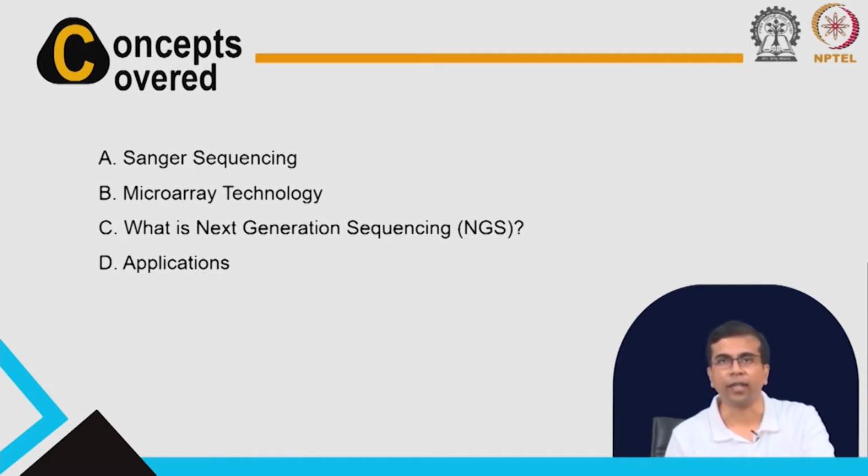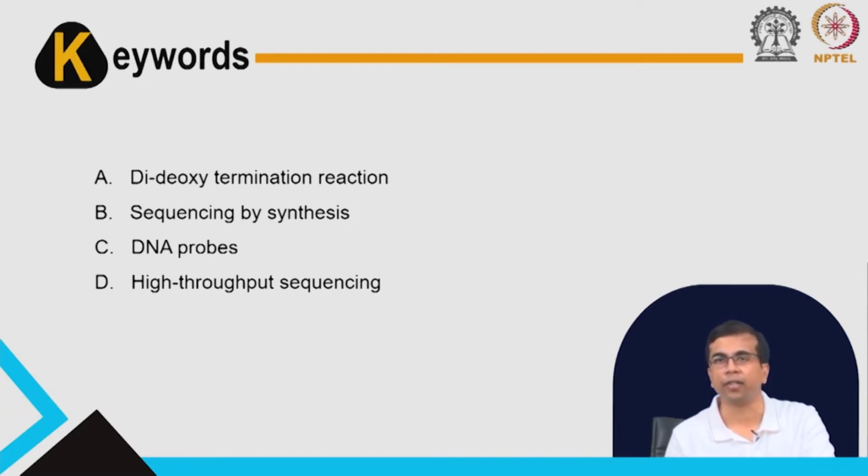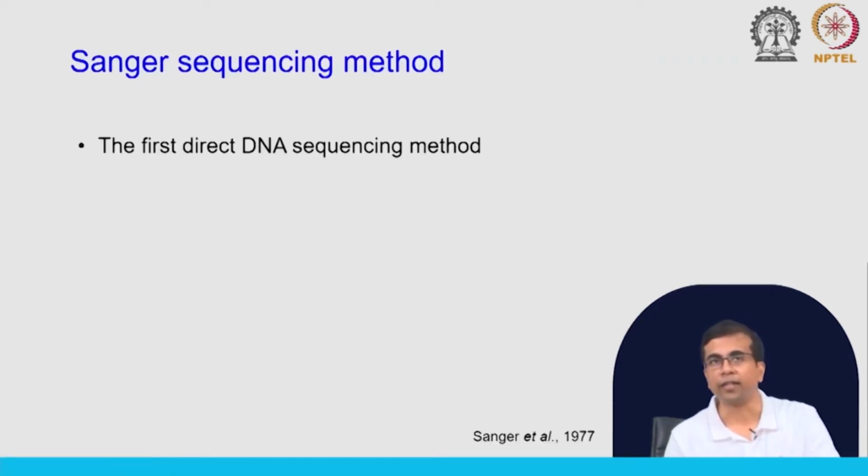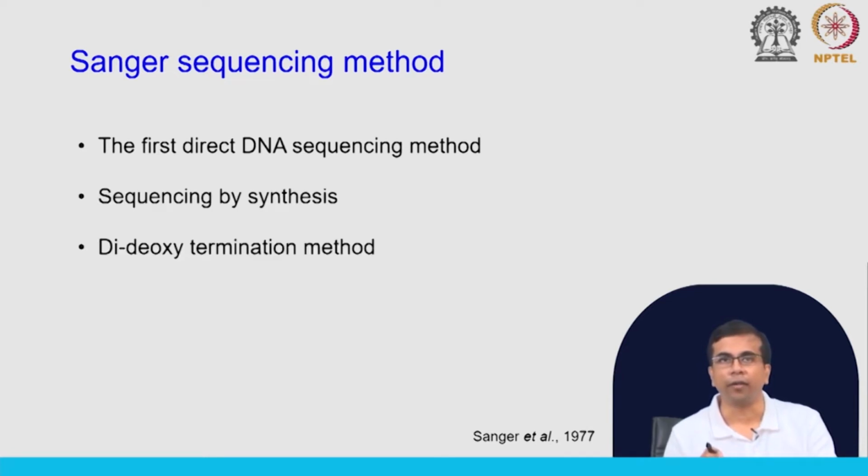Okay, so, let us start with Sanger sequencing. These are the keywords we will come across: dideoxy termination reaction, sequencing by synthesis, DNA probes and high throughput sequencing. Sanger sequencing is the first direct sequencing method, proposed in 1977, and it earned a Nobel Prize because this method had so much impact. It allowed us to first look at the bases of DNA molecules, so we could read these bases one by one. Okay. So, how does this method work?